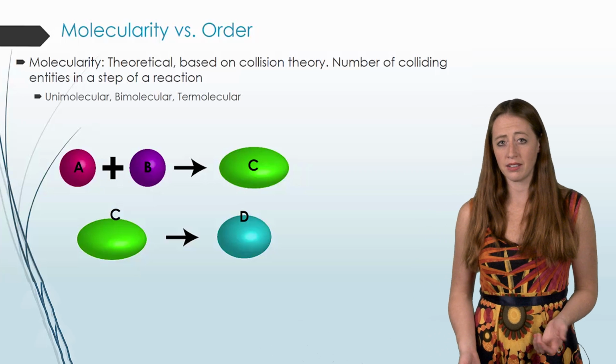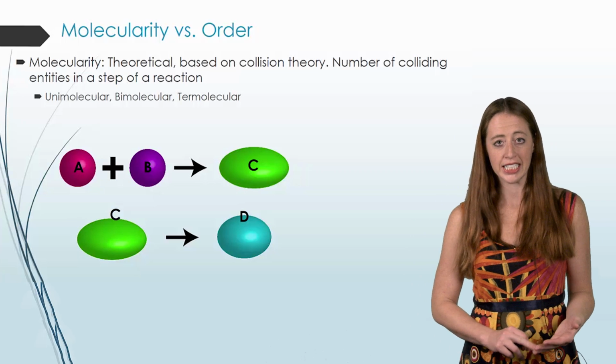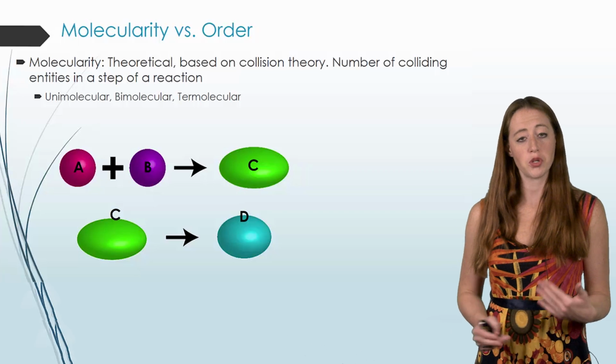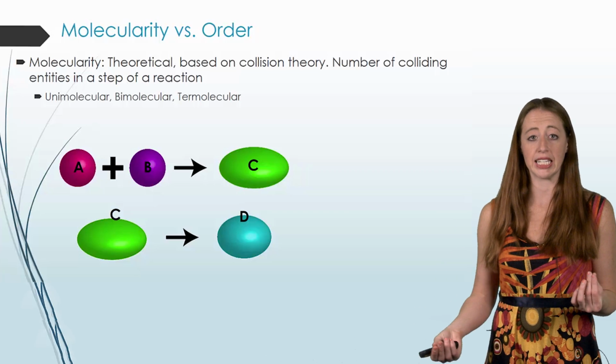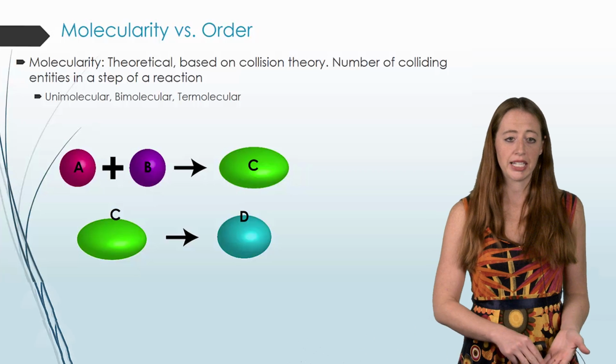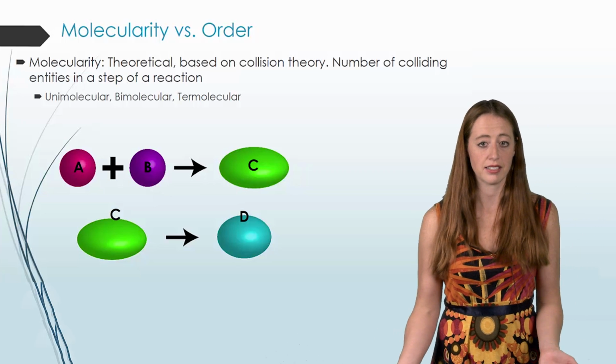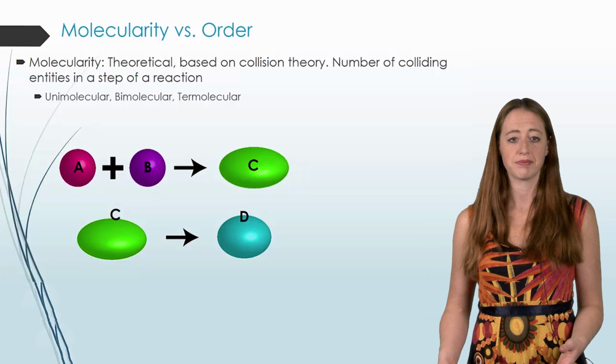We have 3 options that we're going to list here: unimolecular, bimolecular, and termolecular. Unimolecular is if you have just one colliding entity, or in other words, it just reacts on its own. Bimolecular is 2 colliding entities, and termolecular is 3 colliding entities, which is far less common.